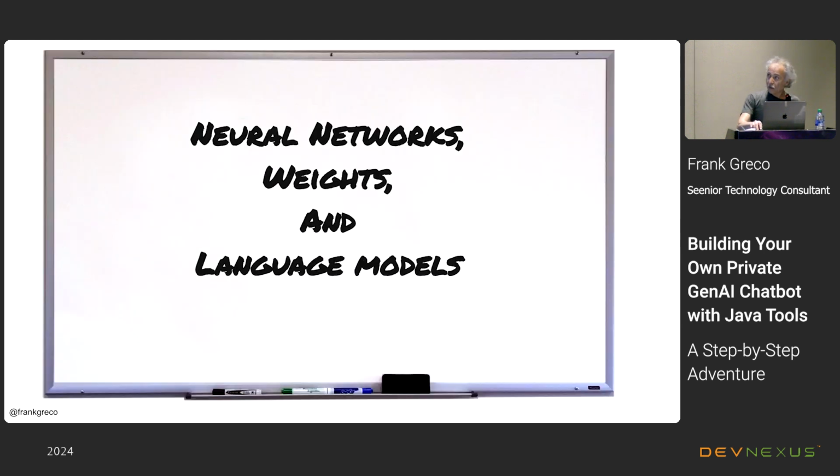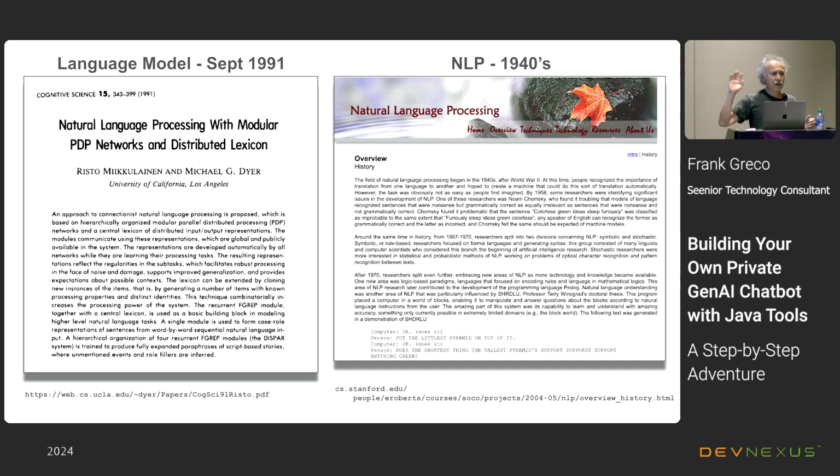Okay, so some of the low-level stuff. Now, this is important. I know sometimes you think, I don't want to know about the background, but it's important. Language models go back to the 40s, right? I'm sorry, pardon me, let me correct that. NLP goes back to the 40s. Language models came out in 1991. Natural language processing is old. It's the 1940s.